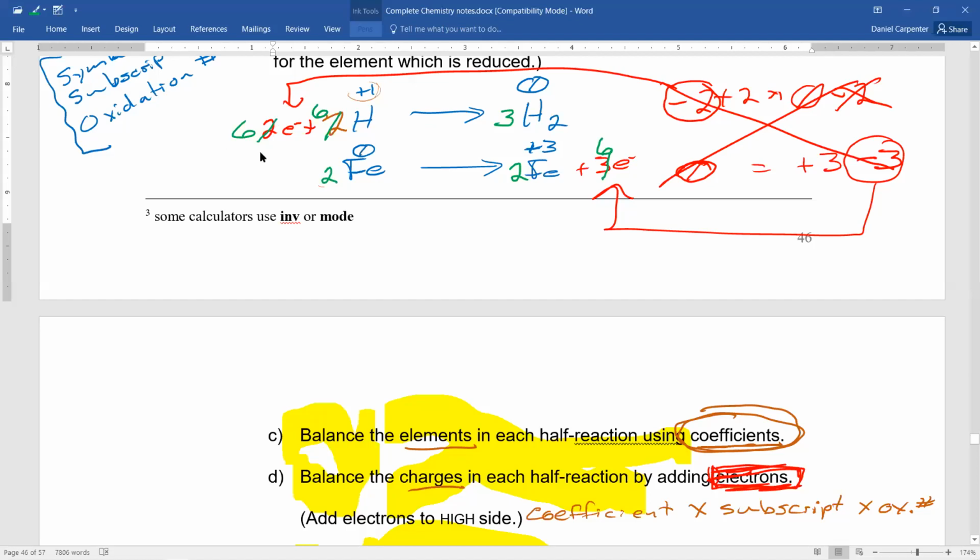Now I've got 6 electrons on the first half reaction and 6 electrons on the second half reaction. And so I am ready to go to the next step.